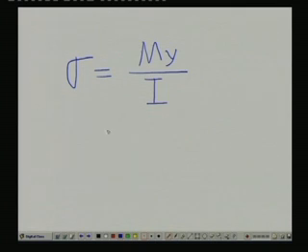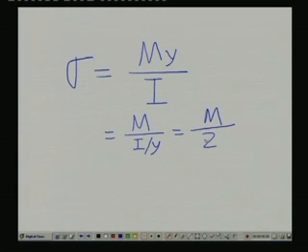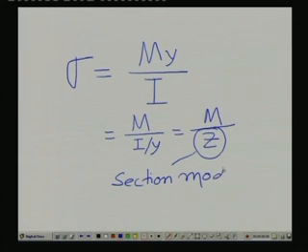Now, if we just go one step ahead, then this comes out to be M divided by I by y, and this comes out to be an important relationship, M by Z. Now, what is this Z called? The Z is called the section modulus. Okay, this is called a section modulus. This is a very important parameter in the bending of beam.